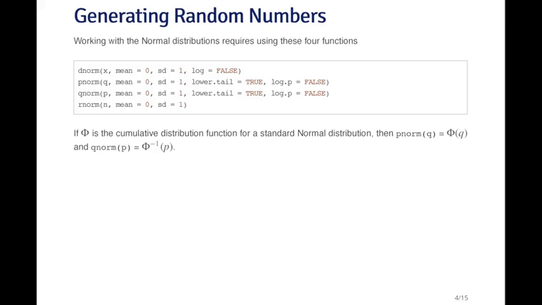And finally, for rnorm, there are only 2 parameters, mean and standard deviation, and then n, which is the number of random variables that you want to generate. So if n is 100, you'll get a vector of 100 numbers that are drawn from the normal distribution. Just to be more explicit, if phi is the cumulative distribution function for the standard normal distribution, then pnorm is equivalent to phi, and qnorm is equivalent to the inverse of phi.